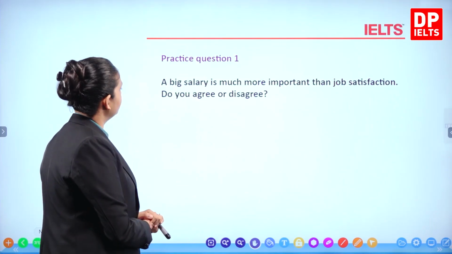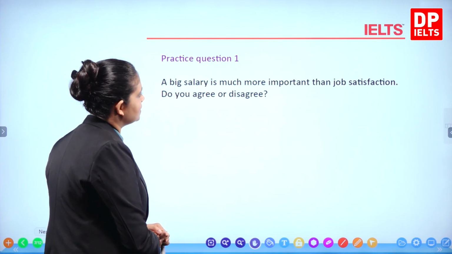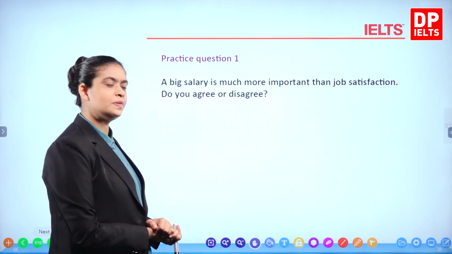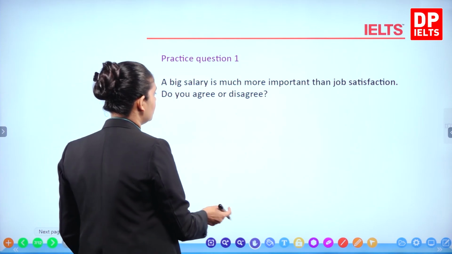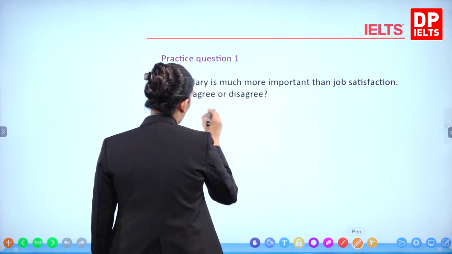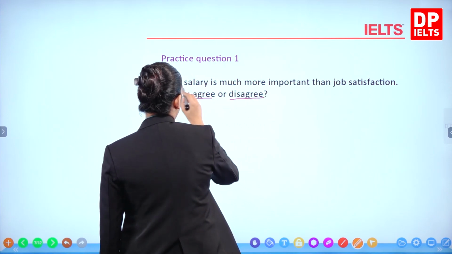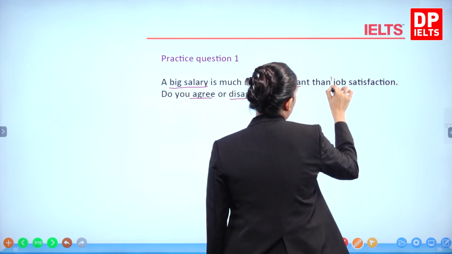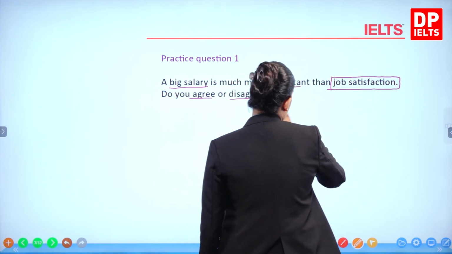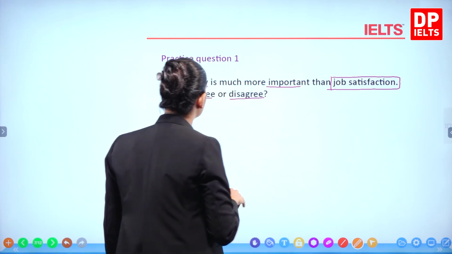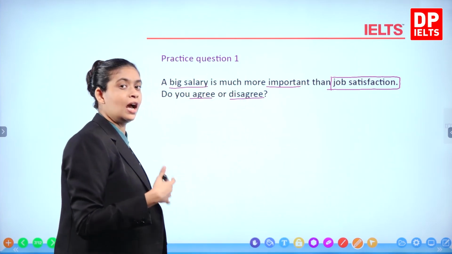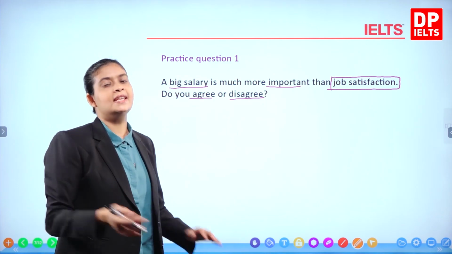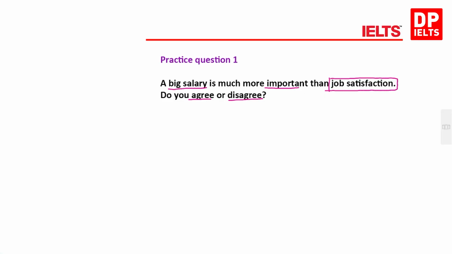Right, so moving on. A big salary is much more important than job satisfaction. Do you agree or disagree? Big salary, important. Job satisfaction, I'll leave it as it is. So think about how you are going to paraphrase the question, how you are going to plan your answer. Take a few minutes, plan your answer and then you know how many minutes to take. You can take 40 minutes and write your answer.